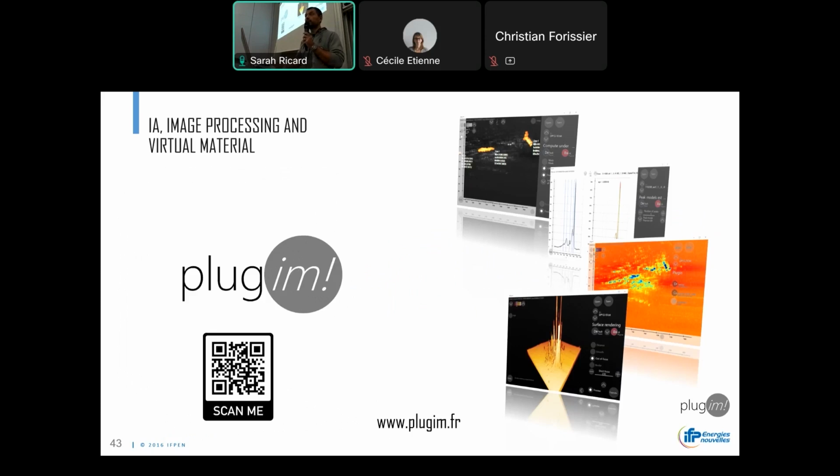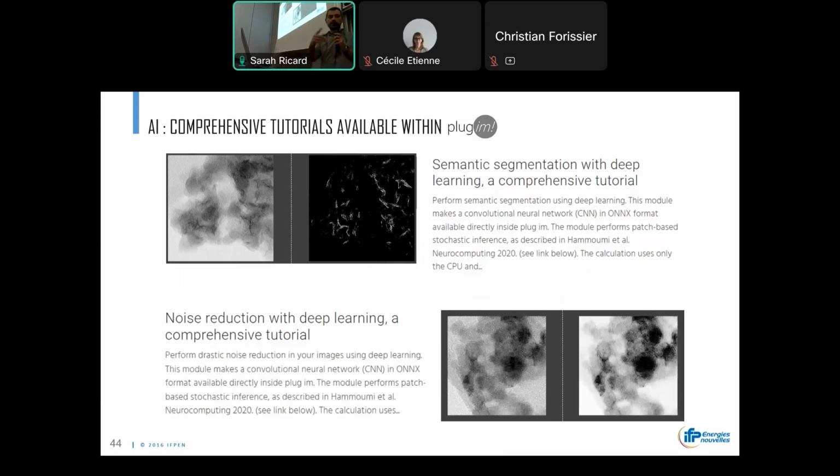It provides a lot of tools to make signal processing, image processing, but also virtual material design. So with Plugim, you can simulate some 3D microstructure of material and compute some textural property in 3D or elastic property or something like that. It's completely free, so don't hesitate to visit the website. And what is important, and it's in correlation with the lectures, you can find on the website two tutorials.